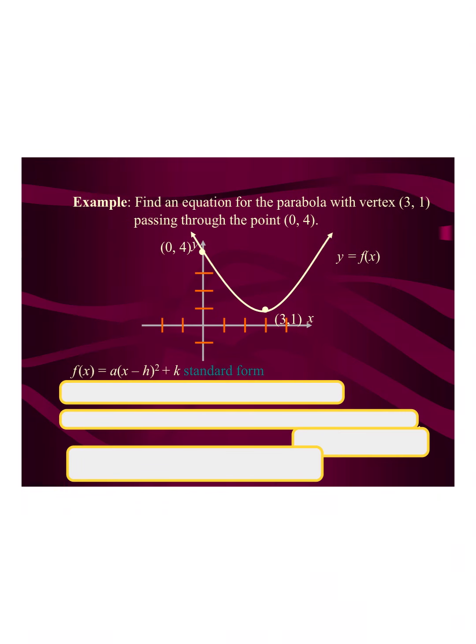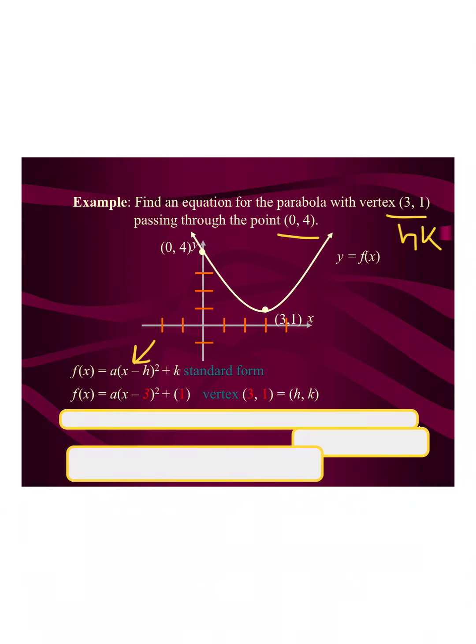Now, let's try that again. We're going to find the equation for a new problem. This time our vertex is going to be at (3, 1), and we know that we have the point (0, 4). Just like with our last example, our first step is to take our vertex. We know that it is the variables h and k, and we'll plug that directly into our equation here. So what we now have is f of x is equal to a times (x minus 3) squared plus 1, because we knew the vertex was the point (3, 1).